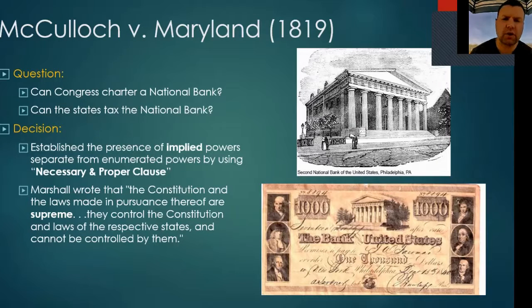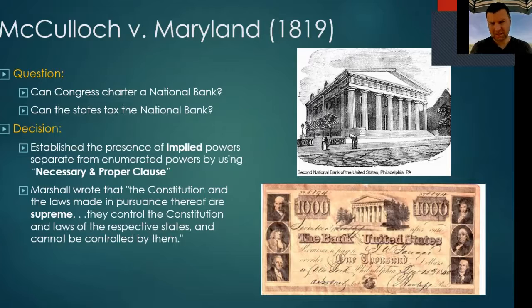McCulloch versus Maryland, another early court decision in American history. The decision was issued by John Marshall, who of course was a Federalist and wanted to see the power of the federal government expanded. So this case is one of those cases that expands the power of the federal government over the states. It had to do with the National Bank, which had been created at that time, and whether or not this National Bank was constitutional.